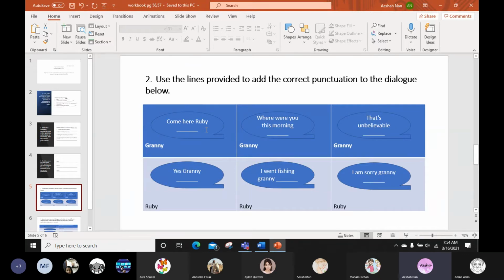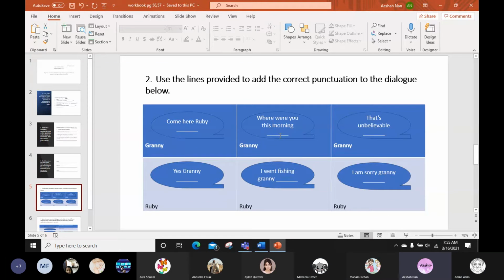Come here, Ruby. Which punctuation mark has to be added here? Full stop? It can be an order. So which mark has to be added? Exclamation mark. Okay, come here, Ruby! Yes, Granny. Now which mark? No, this is spoken by Ruby. Full stop. Statement. Good.